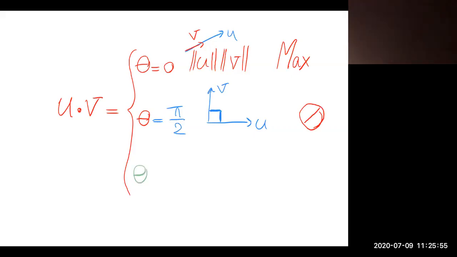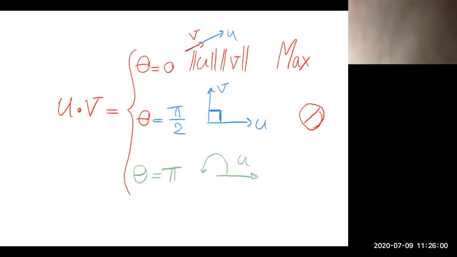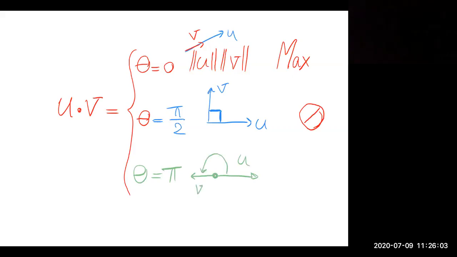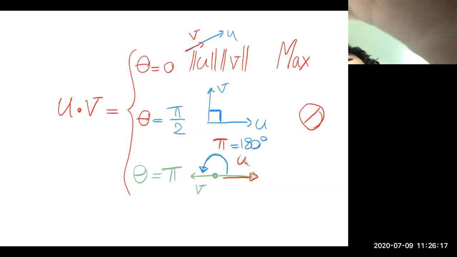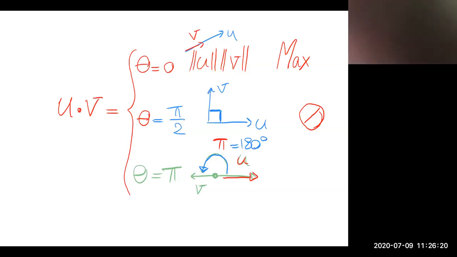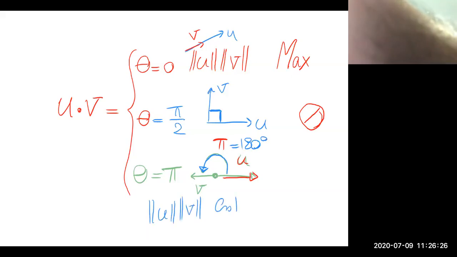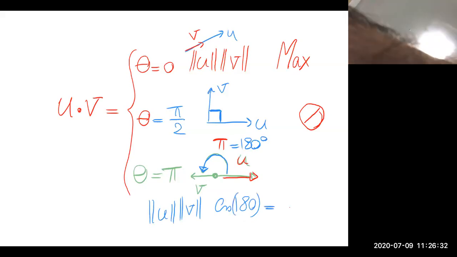And the last case is where theta is pi. We have u, and the angle between u and v is pi. It means they are in completely opposite directions, right? This is u in one direction. The angle between them is pi, which is 180 degrees. And then we have v. In that case, the inner product would be norm of u times norm of v times cosine of 180 degrees, or pi. But cosine of pi is minus 1. So we would get minus norm of u, length of u times length of v.